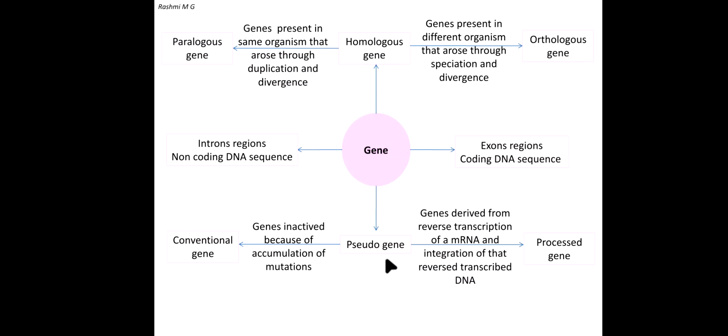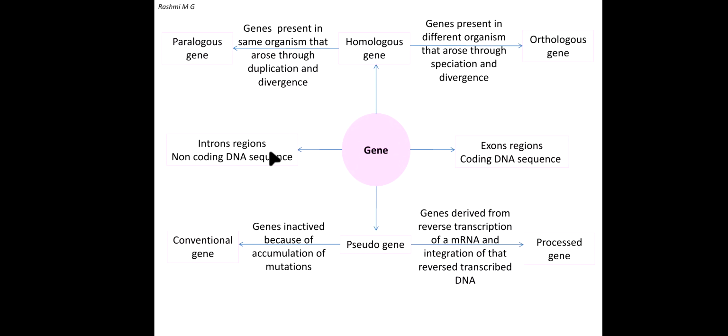Genes can also be classified as pseudogenes. Pseudogenes can be conventional genes and processed genes. Homologous genes, genes present in the same organism, are known as homologous genes. Under homologous there are two categories, paralogous and orthologous. The genes present in the same organism that arose through duplication and divergence are known as paralogous genes. Homologous genes present in different organisms that arose through speciation and divergence are known as orthologous genes.